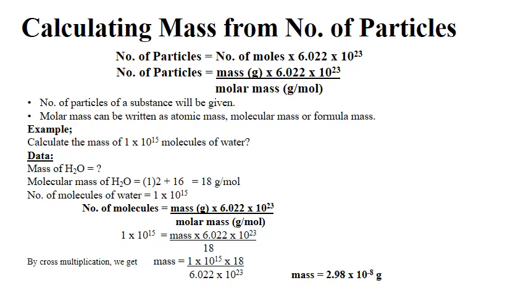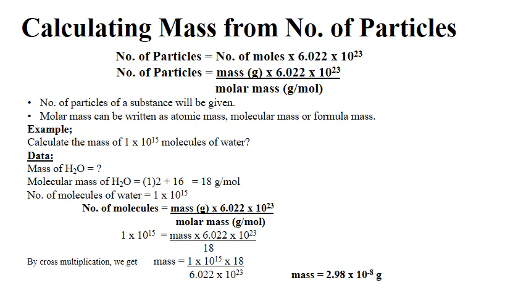Now we know in this statement we have the number of molecules of water with us, which is 1 into 10 raised to power 15. We know water, H2O, is a molecular substance, so molar mass will be equal to the molecular mass of water, that is 18 gram per mole, and what we need is the mass in gram of this number of molecules of water. So using the same formula as above, number of particles, in this case molecules, is equal to mass in gram over molar mass multiplied by Avogadro's number.